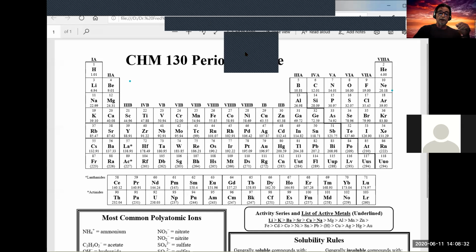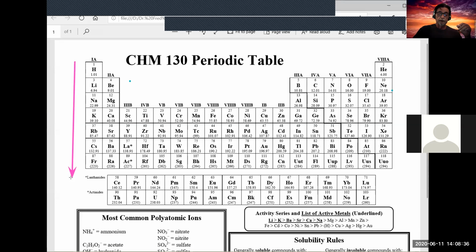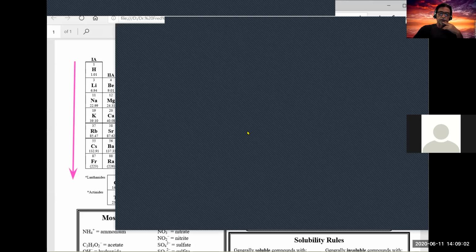As we go down the periodic table, the radius gets bigger. But when we go across the periodic table, they get smaller. So if you compare lithium, number 3, to, say, neon, number 10, neon is much smaller. You might ask yourself, well, why is that? It's kind of counterintuitive. Well, let me explain.